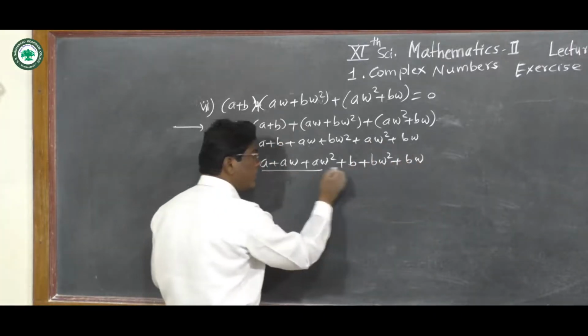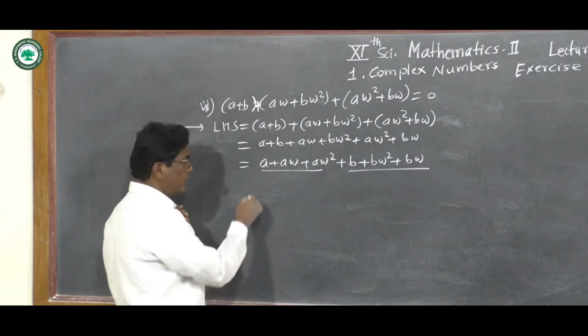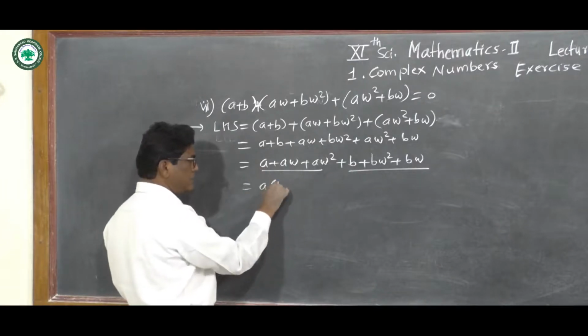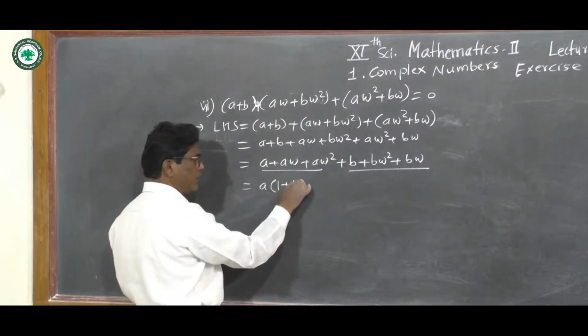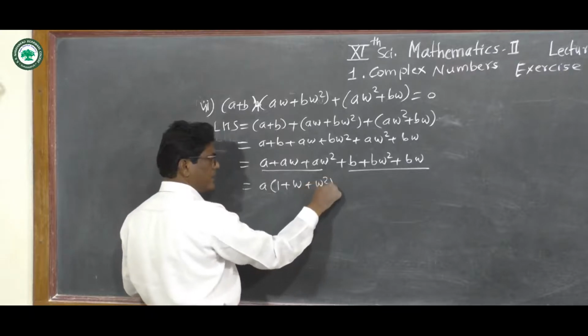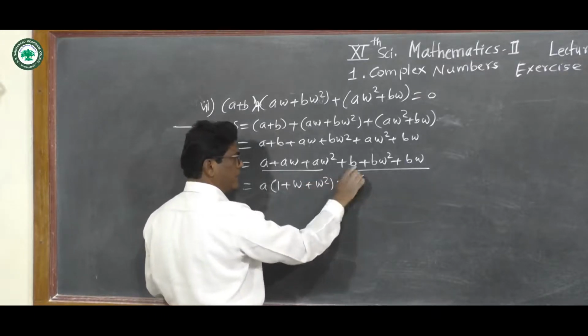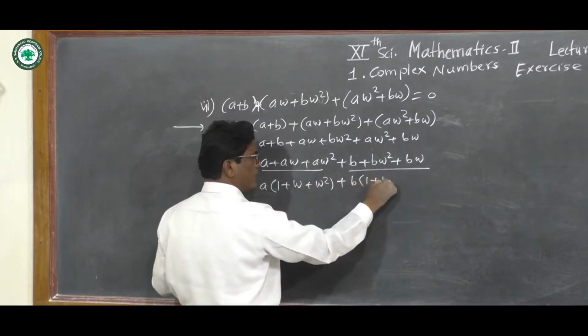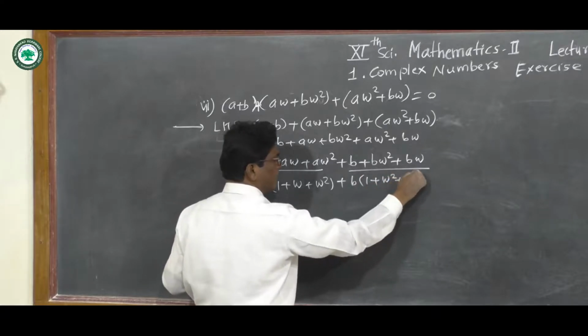Now take A common and B common. So we get A in the bracket 1 plus omega plus omega square, plus take B common in the bracket 1 plus omega square plus omega.